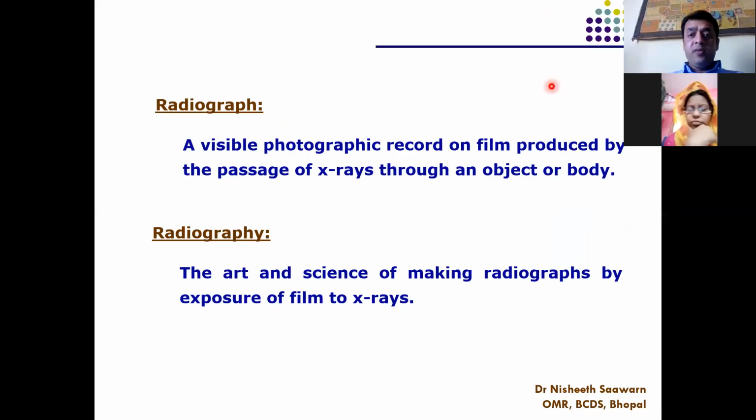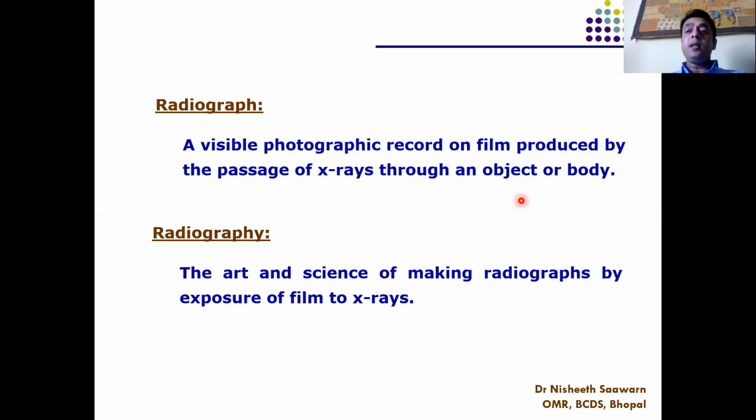A radiograph is a visible photographic record on film produced by the passage of X-ray through an object or a body. So what you actually call an X-ray is actually a radiograph. It is a visible photographic record on film, which is made when the X-ray passes through a certain object or body. Then what is radiography? The art and science of making radiographs is called radiography.